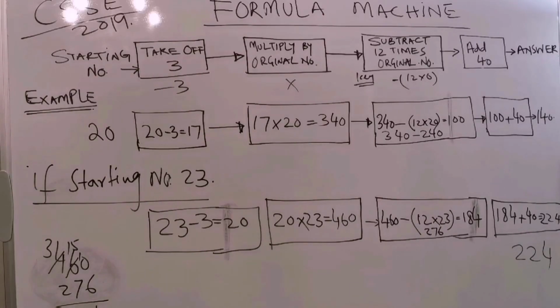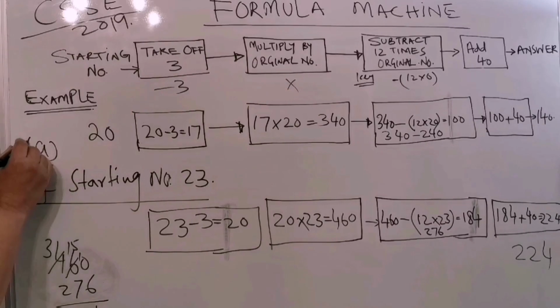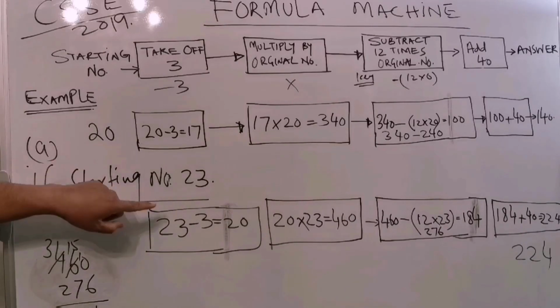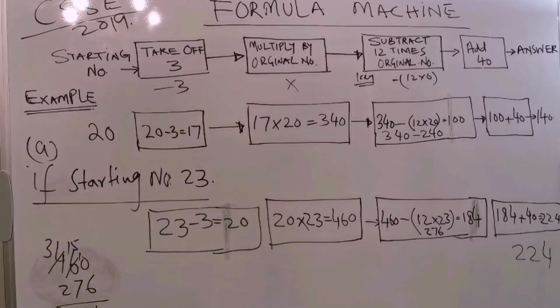So this is the formula machine. This is how to process your number through the different stages: addition, subtraction, and times. In the same way, the examiner is asking this as part A, which says find the answer if the starting number is 23.